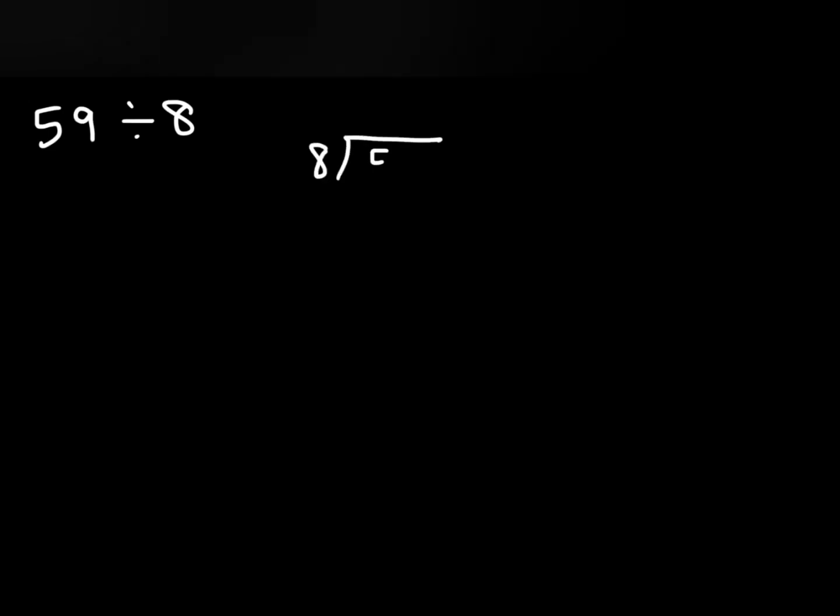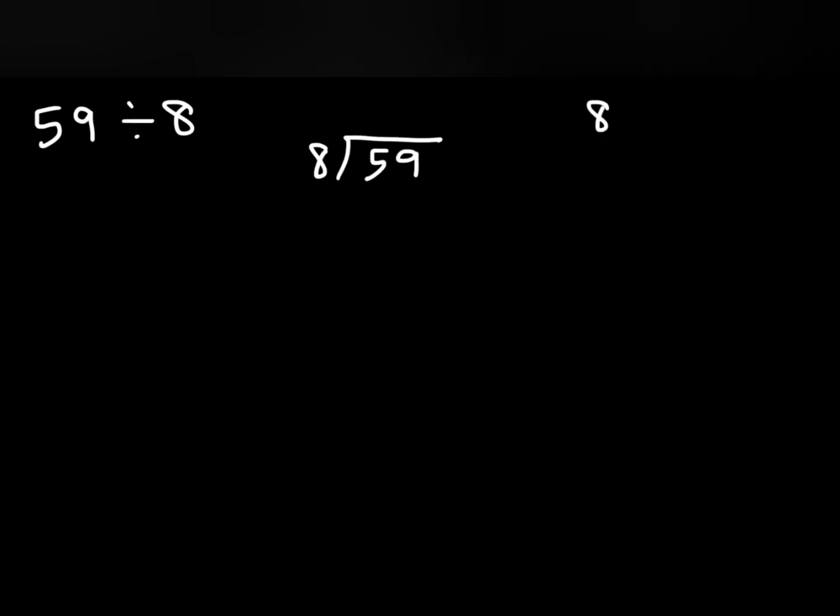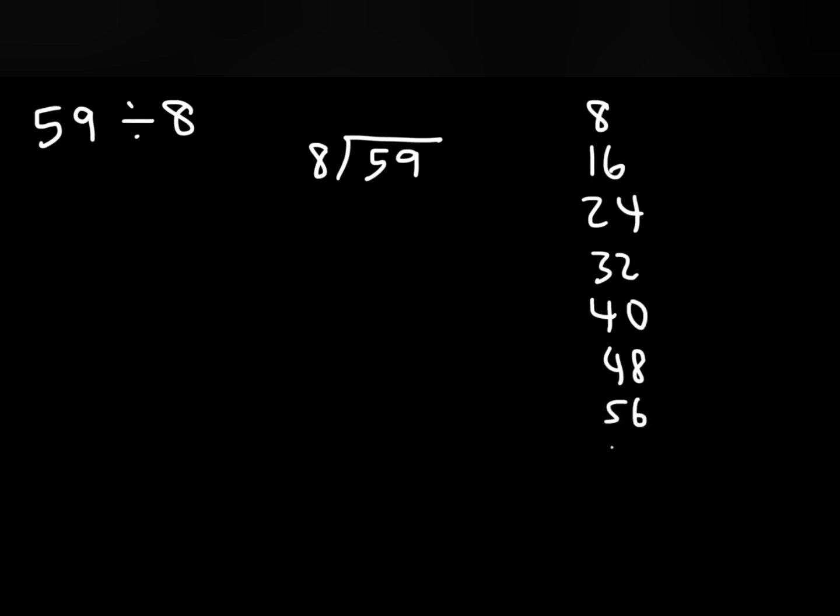Now let's try another example. What is 59 divided by 8? So let's write it this way. So we have 8 as the divisor, 59 as the dividend. So how many times does 8 go into 59? So I'm going to make a list. 8, 16, 24, 32, and just keep adding 8. 40, 48, 56, and 64 exceeds 59.